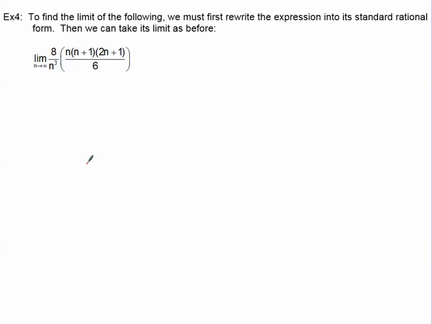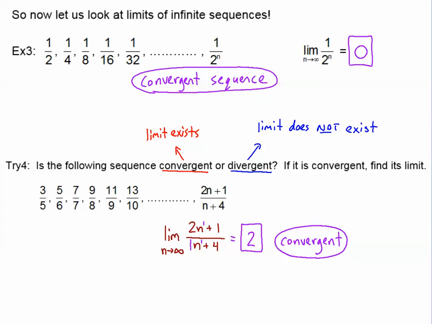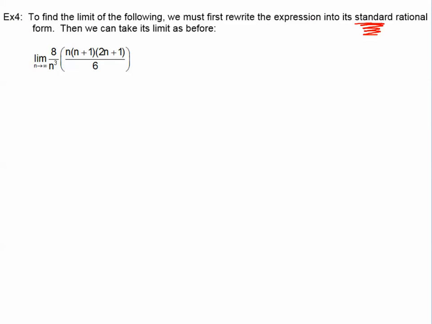To find this limit though, we must first rewrite the expression into its standard rational form. Everything here is in factored form, and we need to undo all of that so we can see individual pieces. This process really only works when you have individual pieces, so our rational function has to be in standard form. So I'm going to need to FOIL all this together, multiply all the numerator, and multiply the denominator, and then we'll see what we've got.